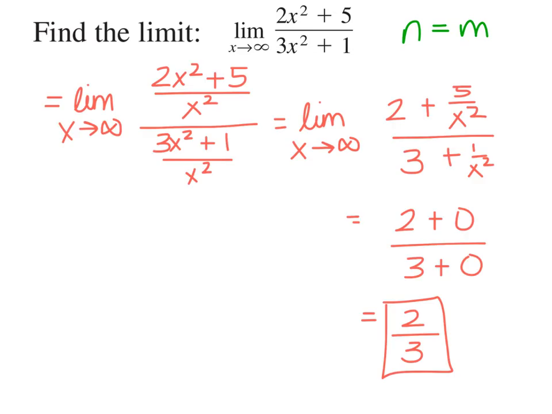So once I divide everything, numerator and denominator, by x², I get 2 plus 5/x², and as I take the limit as x approaches infinity, I get 2 plus 0, and then in the denominator, I get 3 plus 1/x², and the limit of that as x approaches infinity is going to give me 3 plus 0, and lo and behold, the limit is going to equal 2/3.